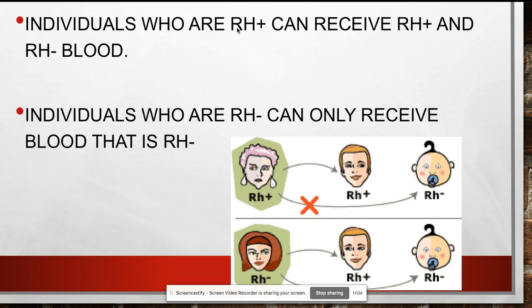Whereas if you are RH negative, that means that you can only receive negative blood back. You have no antigens for RH on the surface of your red blood cell. So if you were to be given positive blood, it would agglutinate, and you would have that nasty reaction happening.